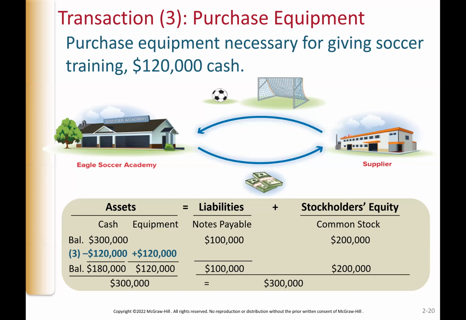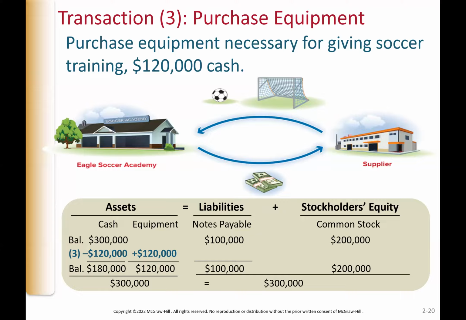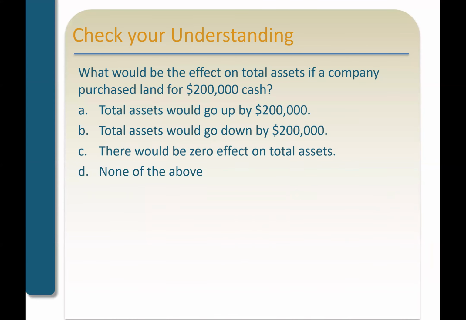Yep. Okay, next. It's sometimes tempting to decrease cash. Oh, gosh, I just swear I did that one. I must have put that in there twice. I'm sorry. Guys, I want you to think on this and one of you answer. What would be the effect on total assets if a company purchased land for 200,000 cash?